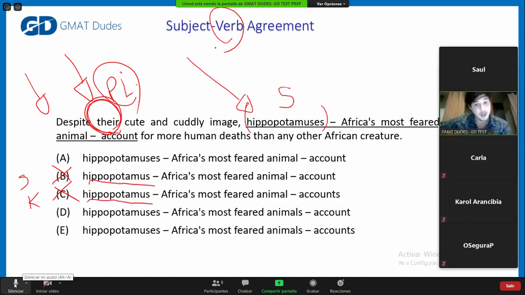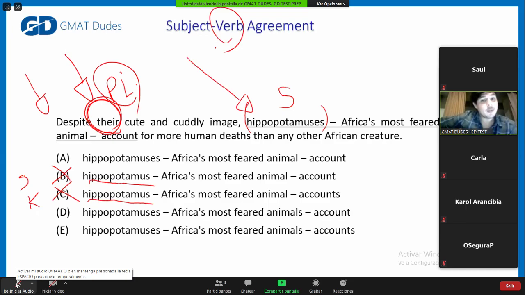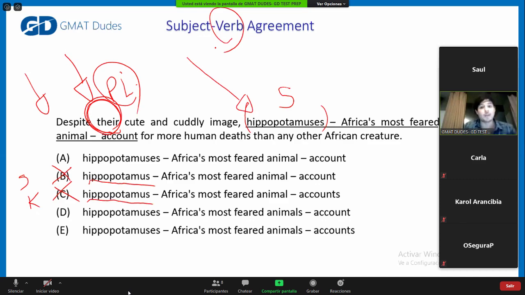That's really good. Now, I want you to take a look at the verb in the sentence. Can you identify the verb in the sentence? The verb for the subject hippopotamuses.